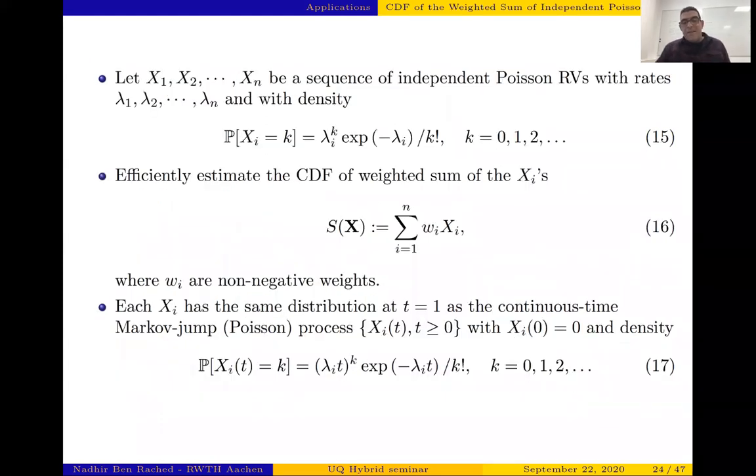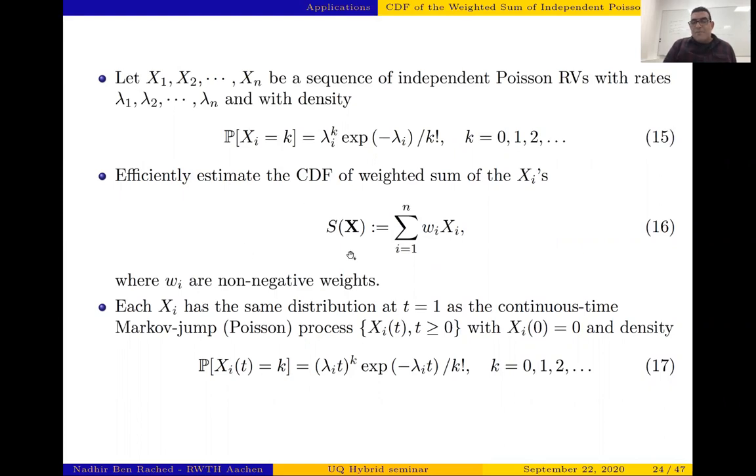The last application is the weighted sum of Poisson random variables. And we consider the case where n is very large, so that this probability is difficult to compute. As I have mentioned, X1 to Xn are independent Poisson random variables with rates lambda 1 to lambda n, and the PMF is given in equation 15.